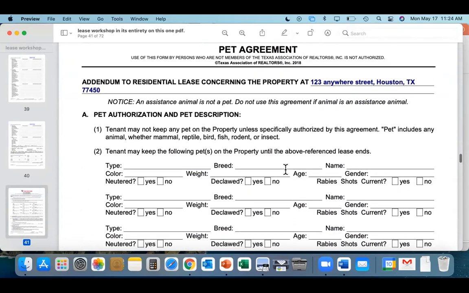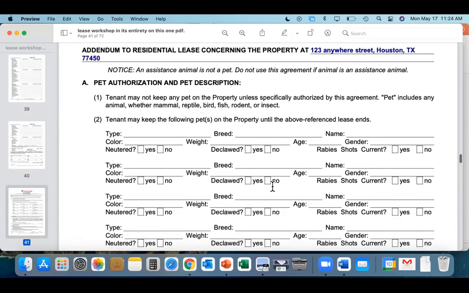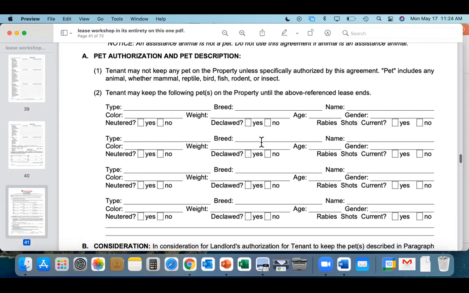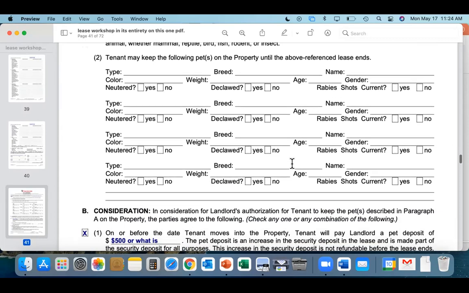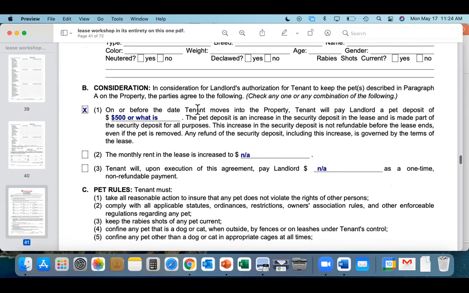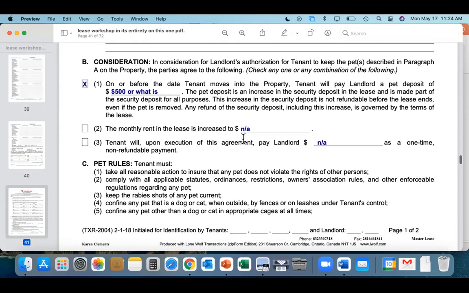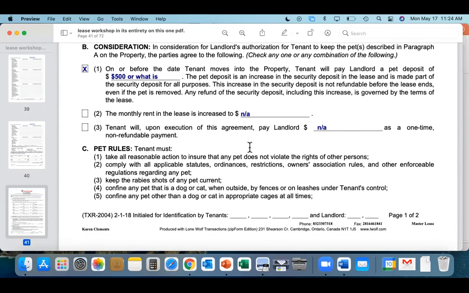Pet agreement. This is the pet agreement to agree to have pets. Very self-explanatory. We want to know the type, the breed, if they're neutered or not, if they've got shots. We should always charge a deposit for pets to clean and take care of damage. If the landlord wants to charge additional rent, say he was asking for $2,500 and decides, I like these people, they have a tiny doggy, I'll just increase the rent by $25, this is where you would put that in there.